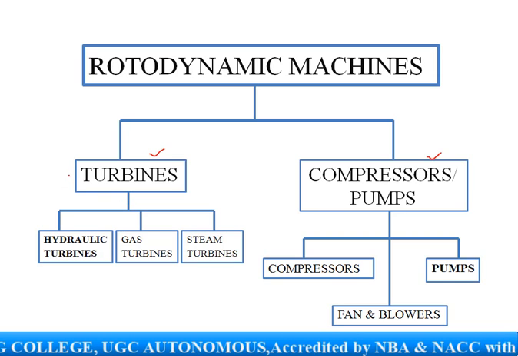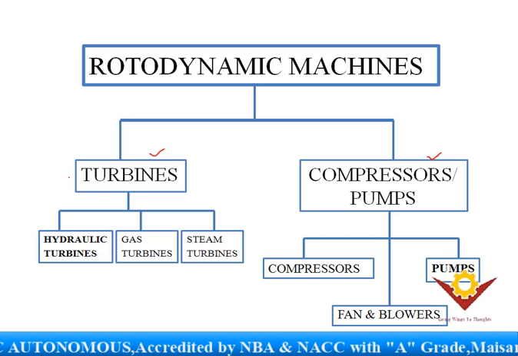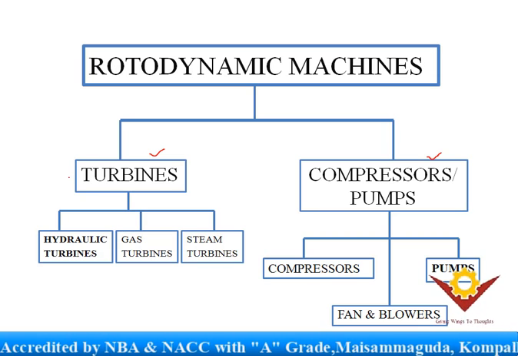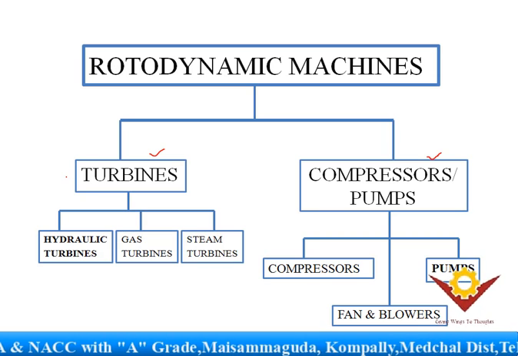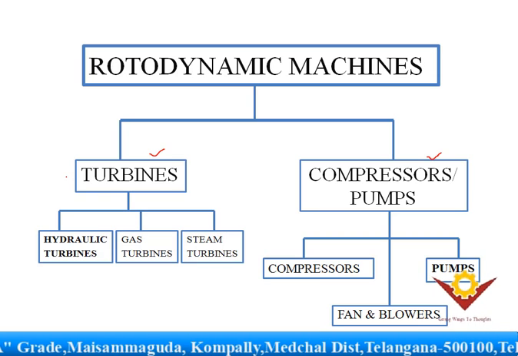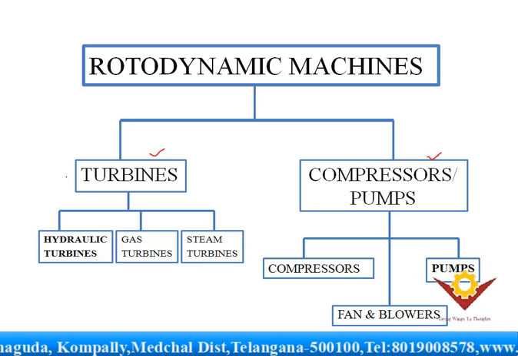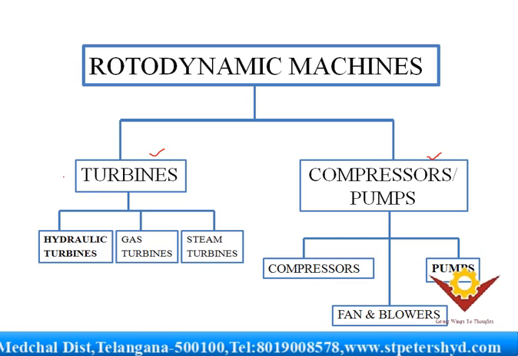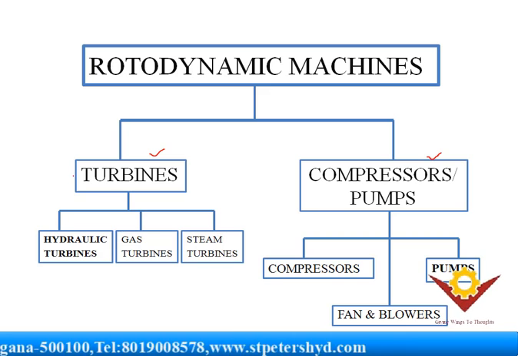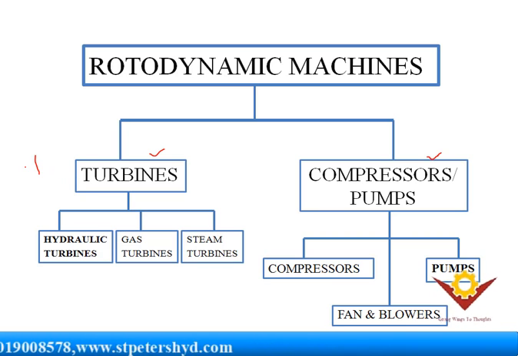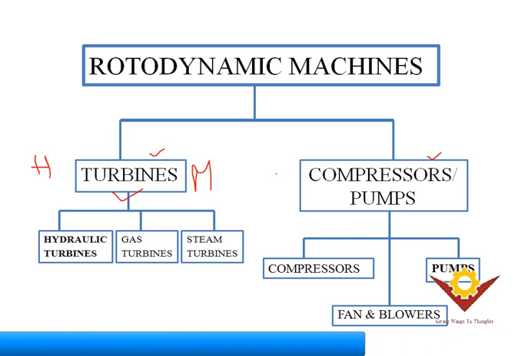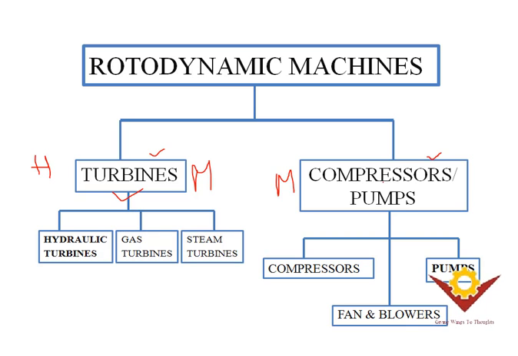Just now we've seen how hydraulic machines are defined. We've seen two statements, right? The first is converting hydraulic energy to mechanical energy, and the second is mechanical energy to hydraulic energy. The device which converts hydraulic energy to mechanical energy is a turbine. And the devices which convert mechanical energy to hydraulic energy are compressors or pumps. So in this course we are going to discuss turbines and pumps.